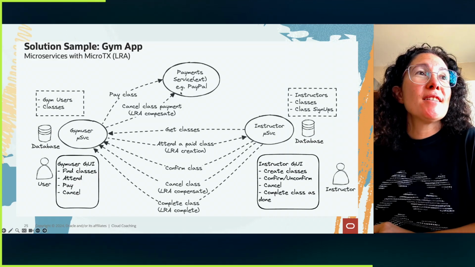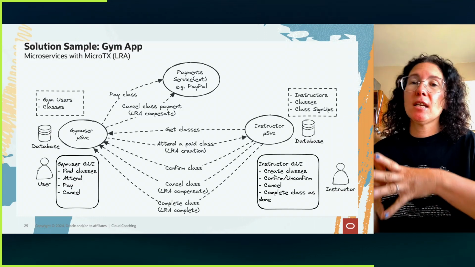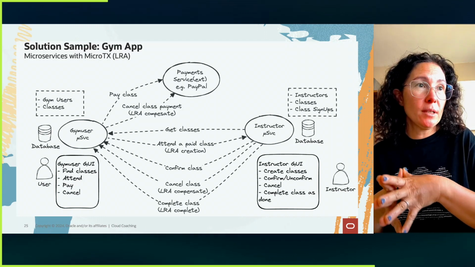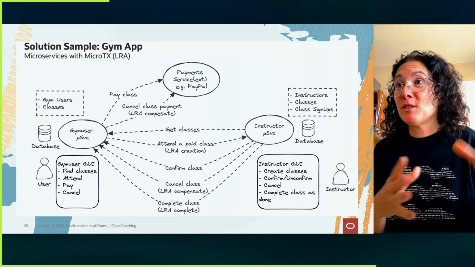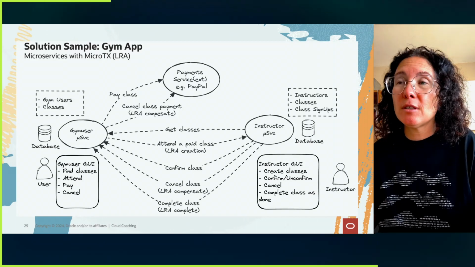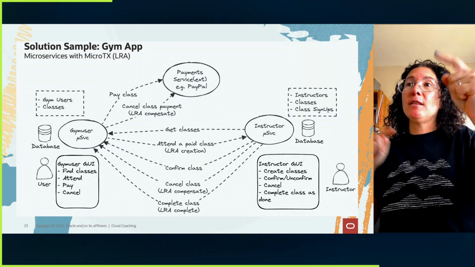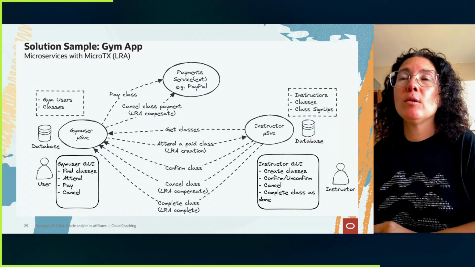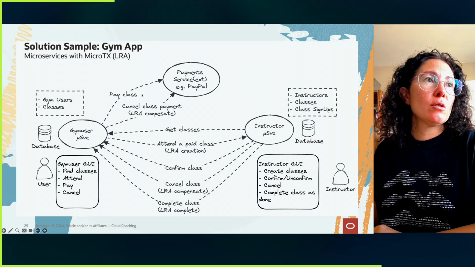we introduced a third-party component, which is to pay for the classes. We're using PayPal, okay? So like I was mentioning at the beginning, you have these different components. You have different microservices, each of them with its database, and the transaction spans multiple of them. One business transaction goes on it.